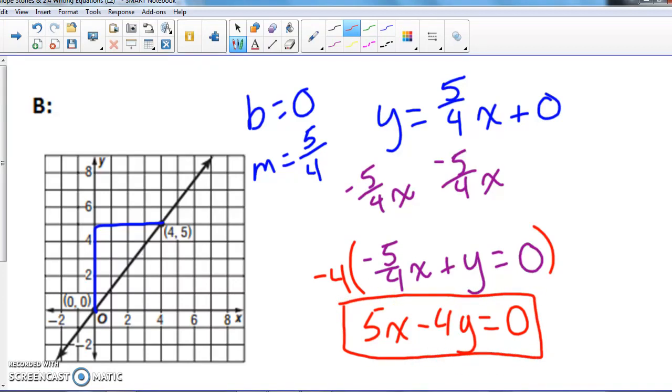Like I said, you have to pay attention to directions. If it had said slope-intercept form, initially we were fine. If not, we have to move it around. So go ahead and pause the video and you try the third one and then check your work with me. So pause it and then come back after you try it.